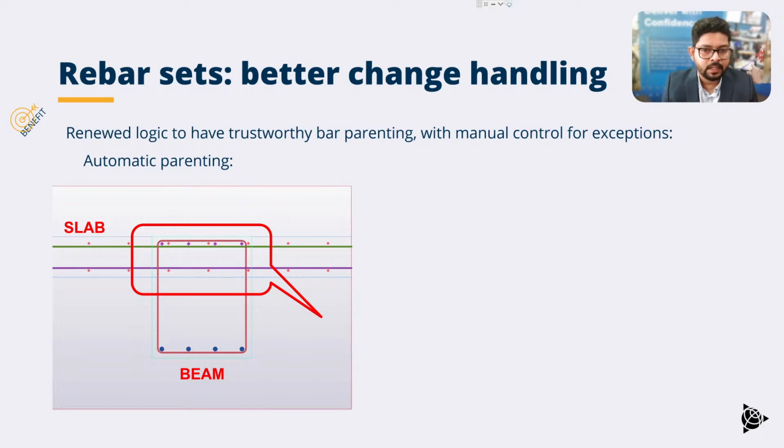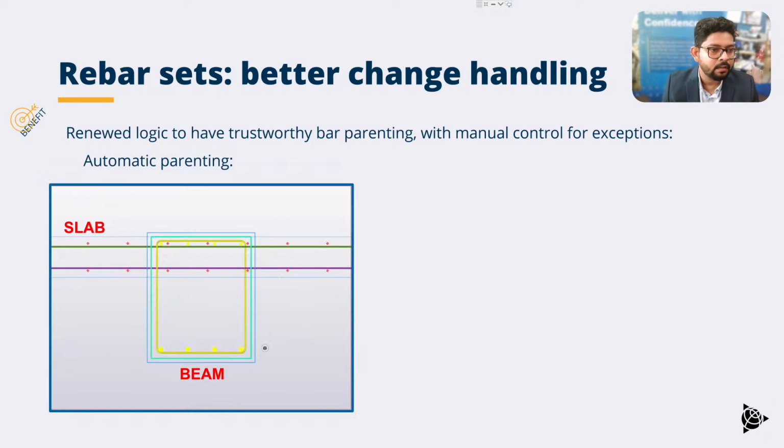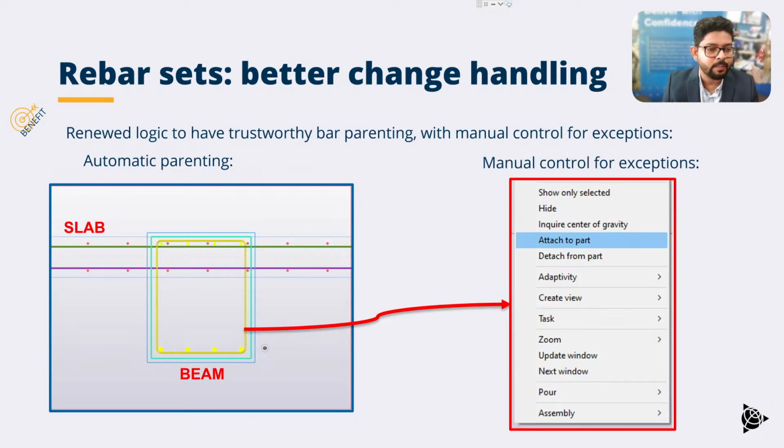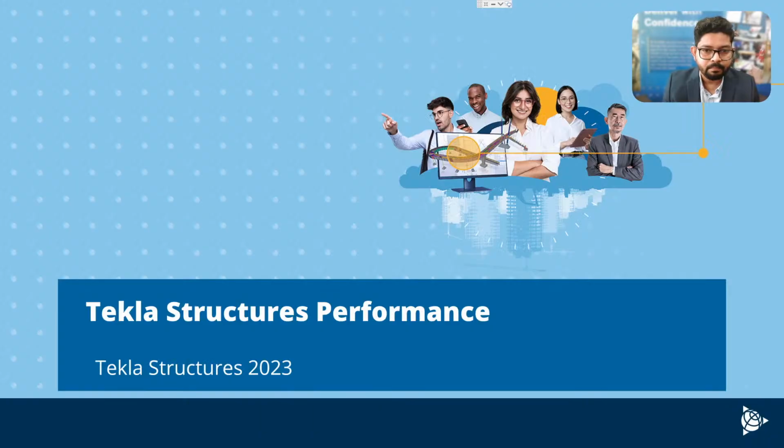Now the auto parenting logic of rebar set has been revamped, and all the rebar sets which belong to the beam are attached to the beam itself, whereas with the slab all the reinforcement will be attached to the slab itself. In case users need to make any manual intervention, they can select that specific rebar set and click on detach from part and attach to the new concrete host, the same way it works with the old rebar groups.